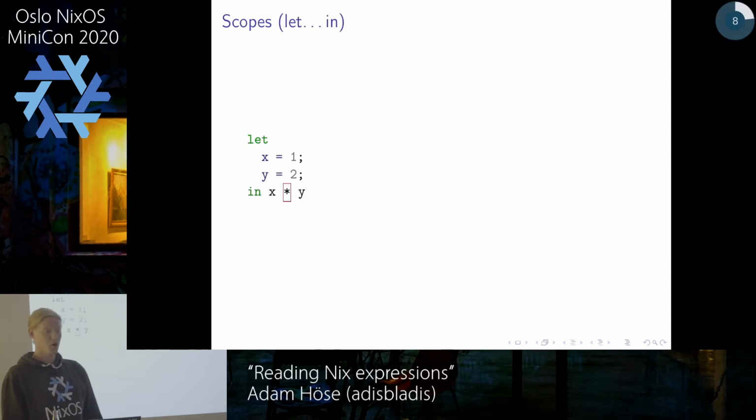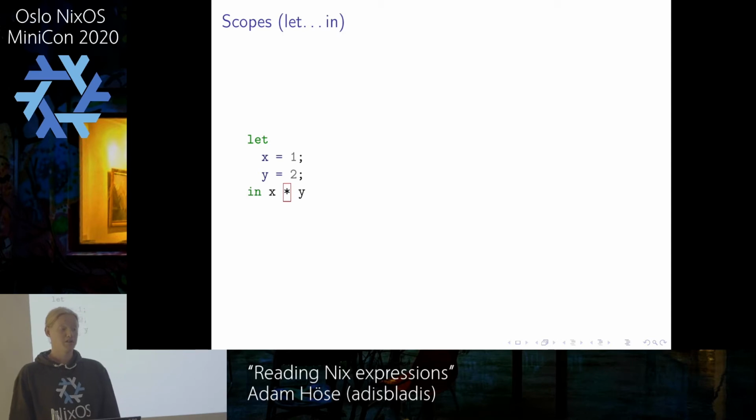So we have scopes. Because it's a functional language, you can't just randomly, willy-nilly create variables all over the place. So you need to create a scope for variables, and this scope is recursive. So if X tries to access Y, that's perfectly fine.